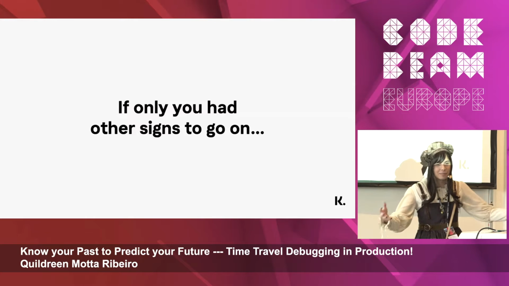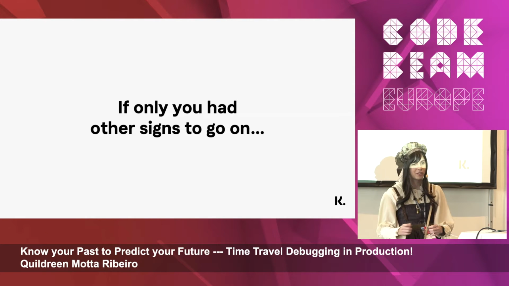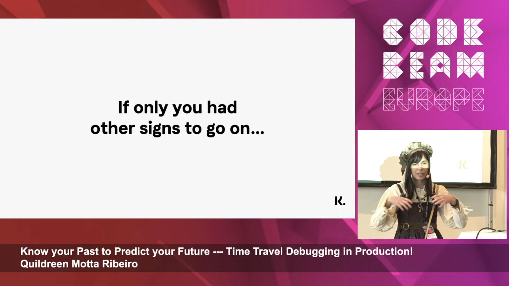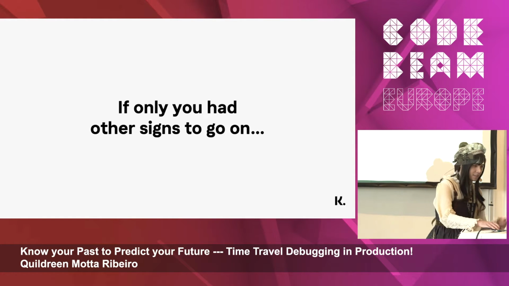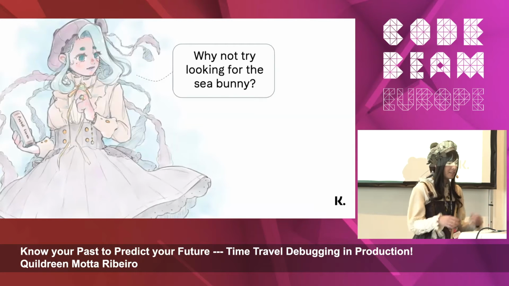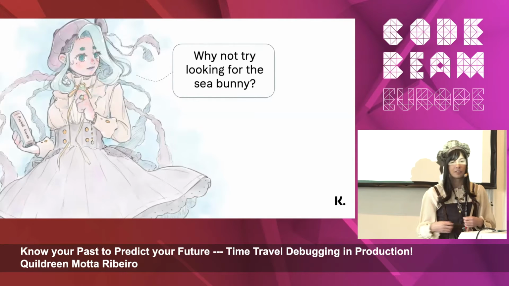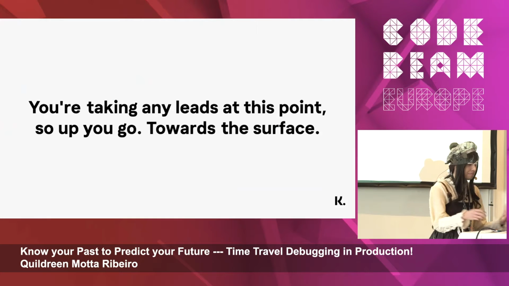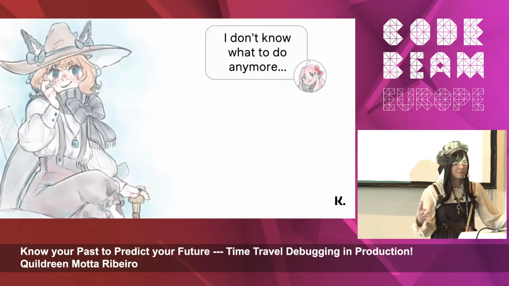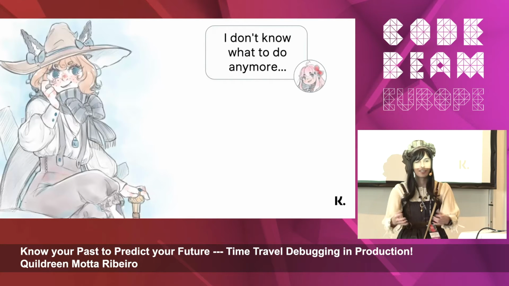Now, if you only had more science to go on, maybe you could look at other stuff, and you would find better things to form a hypothesis on. Of course, you have no idea where to look, and that's the problem. So I tell her that, and she's like, or it could look for the sea bunny. You have no idea what to expect. But at this point, you're kind of taking any leads. So you go, find the sea bunny, and tell her your story.